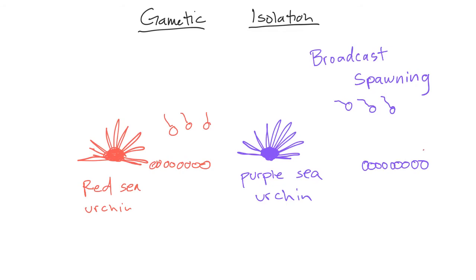But there's just some sort of chemical recognition for each individual sperm. So if a red sperm tries to go into a purple egg, and purple into red, it doesn't work. So only red can go into red, and purple can go into purple. Right. Okay, so there's some sort of chemical recognition in the egg, which only allows the correct sperm from the same species to fertilize.